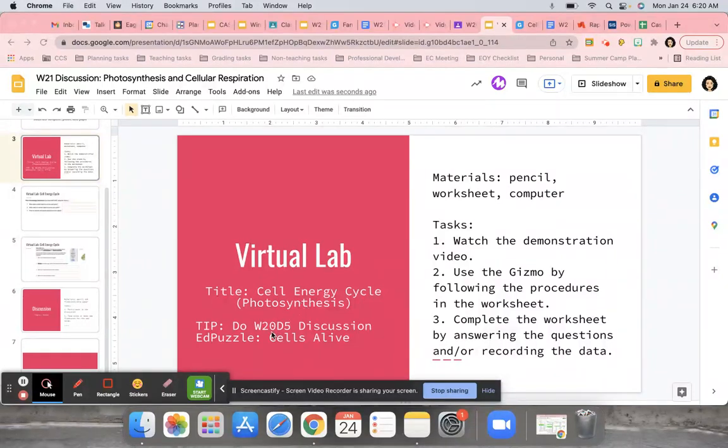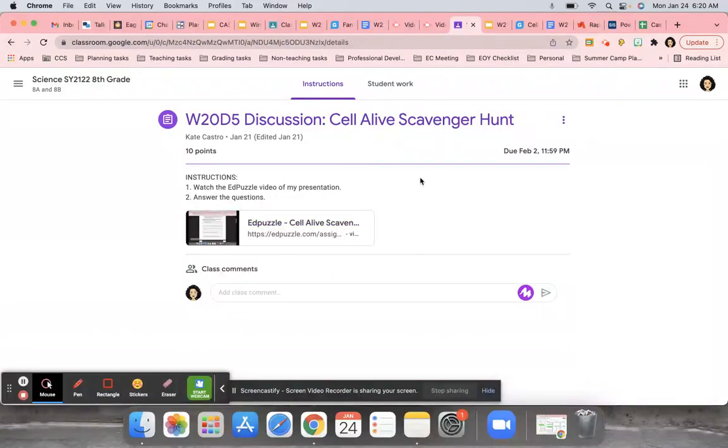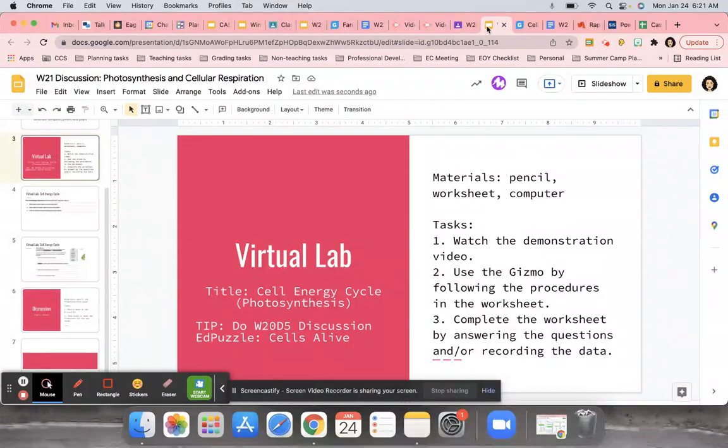Just a tip before you do this activity: make sure to do the week 20, day 5 discussion and puzzle first. This is a review on the cell organelles, and there are important organelles that you have to be familiar with or review, because we already tackled this in seventh grade, for you to understand more about photosynthesis. All right, if you already did that, let's go ahead and start these Gizmos.